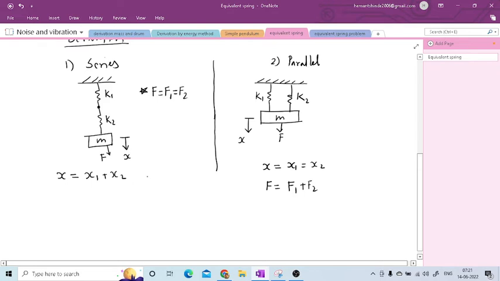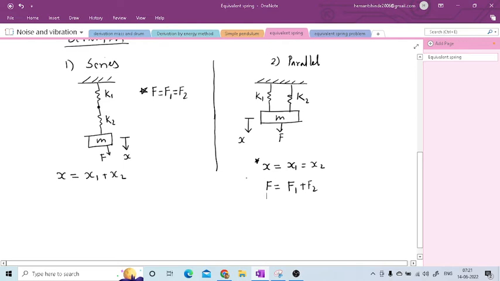If you compare with the series combination, in series combination throughout all the springs the force remains the same. In parallel combination the force gets divided. In series combination the addition of displacements is equal to the total displacement. In parallel combination all the displacements are the same. So to determine the series and parallel combination, you will have to keep in mind this: for all the springs, the displacement will remain the same.